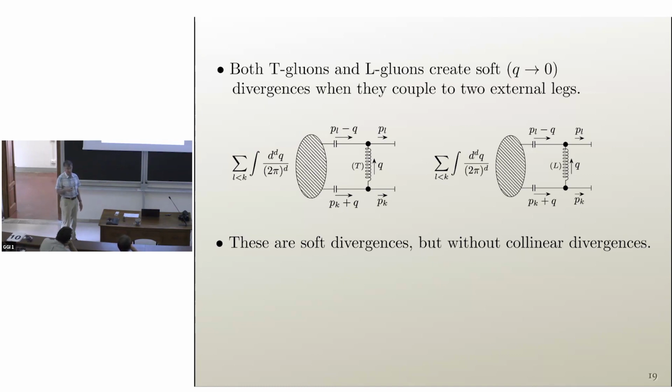when Q goes to 0, there should be some soft singularities from exchanging between different external lines. If you exchange an L gluon, also the same power counting gives a soft singularity. So it's just that the soft singularities don't have on top of them collinear singularities.